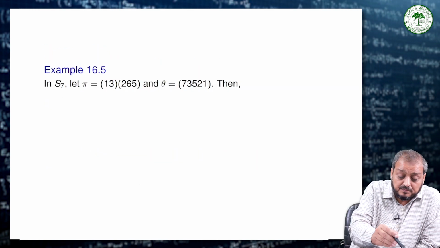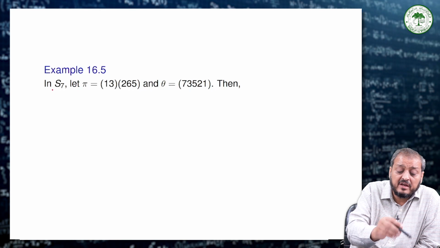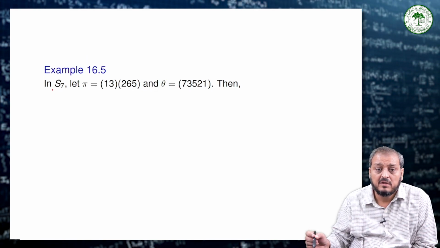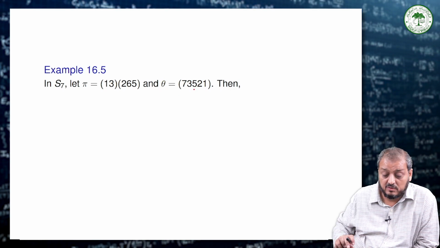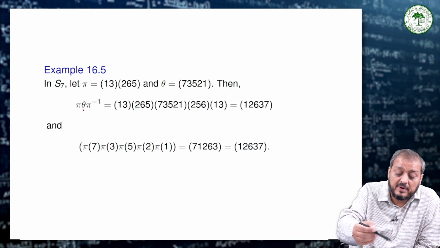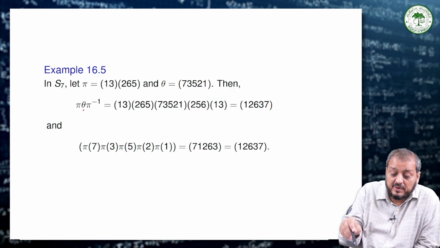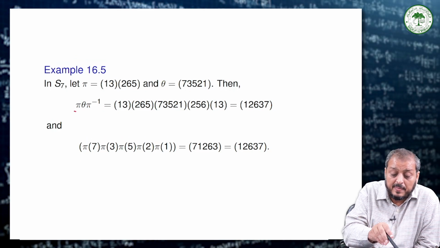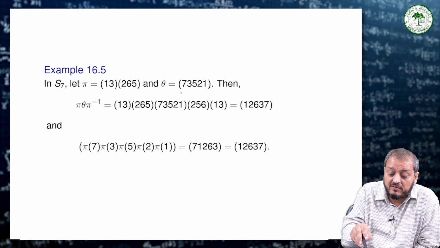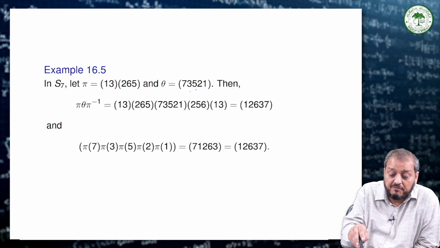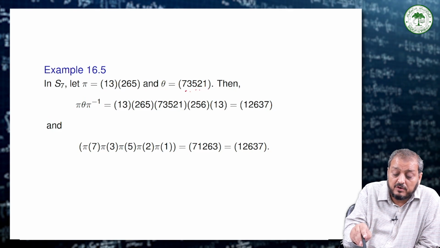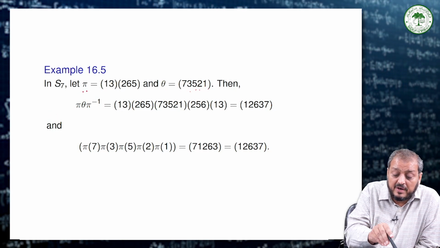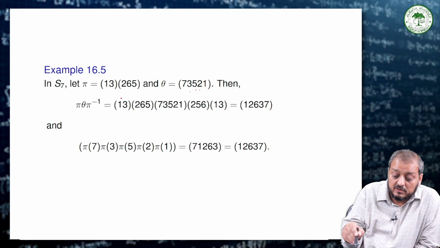Let us take another example in S7, where pi is equal to this form and theta is equal to this form. Then we have to calculate pi theta pi inverse. So pi theta pi inverse is equal to pi of 7, pi 3, pi 5, pi 2, and pi 1. Clearly pi of 7 is equal to 7.